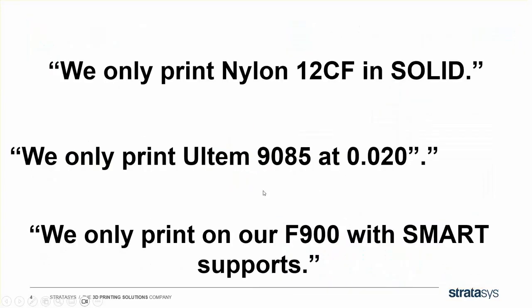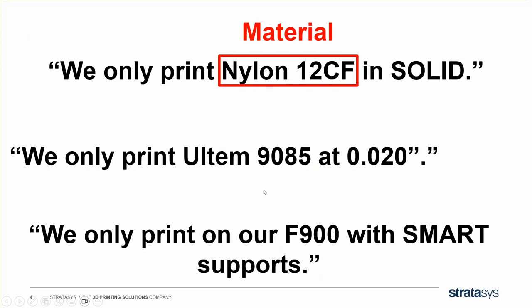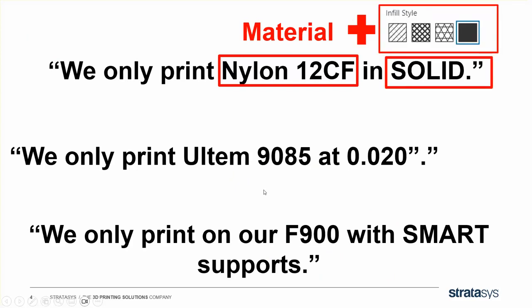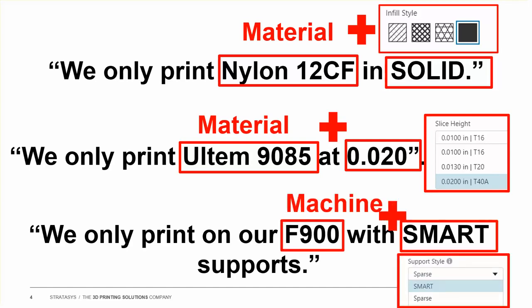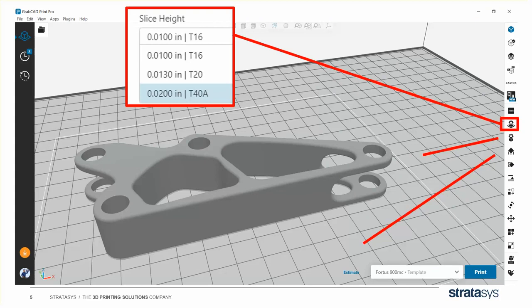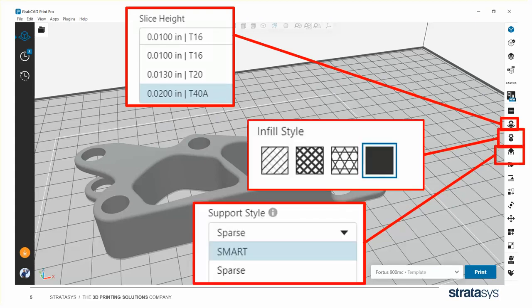Let's take a look at those three rules from the beginning again. What are we really controlling in each case? Well, in the first one, we're controlling a material plus infill settings. In the second, a material plus layer height. And in the third, a machine plus support settings. If you look at GrabCAD Print, those settings are typically found on the right-hand side menu. That's what we're going to be controlling through Manufacturing Templates.